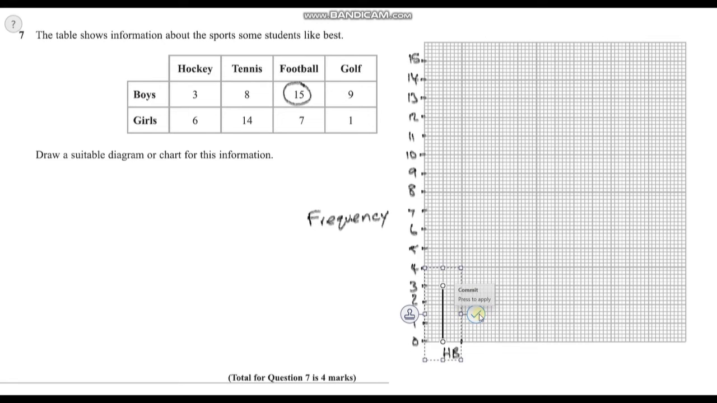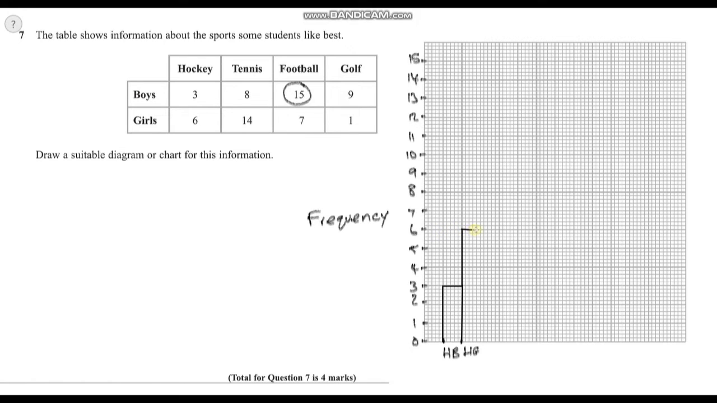Okay, so I'm just going to draw lines to complete this bar. So this is my hockey boys bar. Okay, so that's good enough. So it goes up to 3. And then next to that, I'm going to do hockey girls. So I'm going to do exactly the same thing. Get my line tool out, and I can see that for the girls, there are 6 of them. So I'm just going to go up to 6, like so.